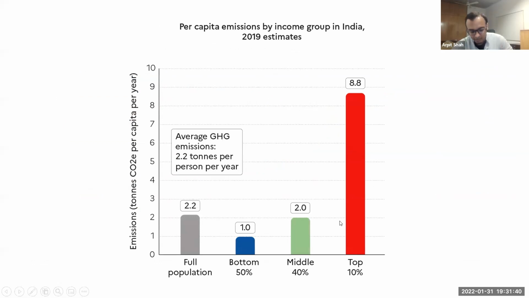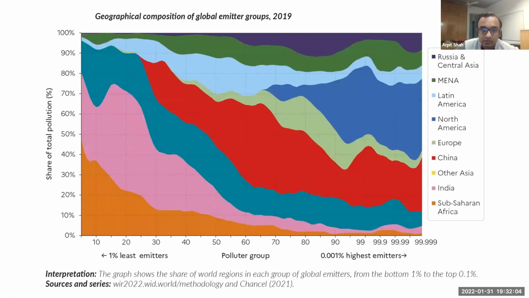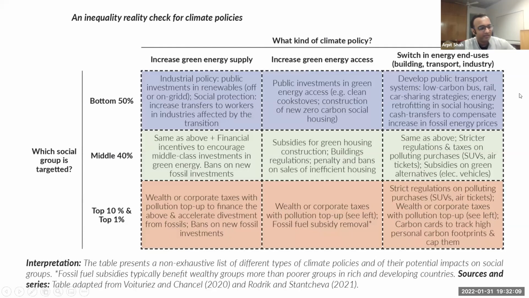If I look at this number specific to India, the full population in India, like I was saying, is 2.2 tons per year, which is 1/3 of the global average. But the top 10% in India consume close to 9 tons, or emit 9 tons of CO2 per year. And if I look at the top 1% and top 0.1%, it will be even higher. I'll skip this one. Okay, so what does this tell us in terms of policy implications?